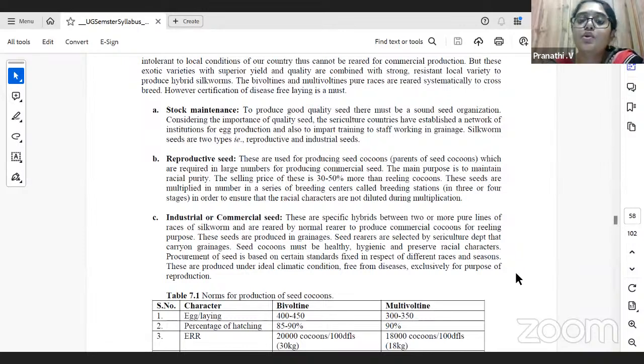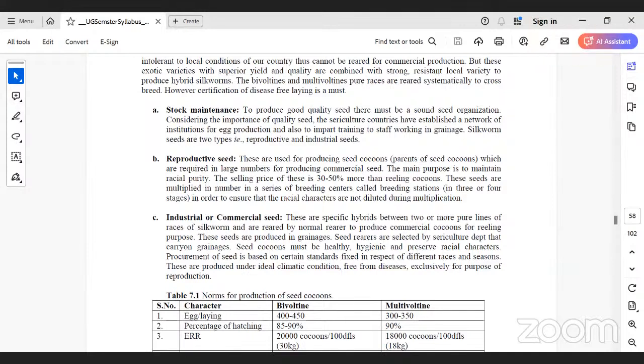So to produce good quality stock, there should be a good sound seed organization wherein we have to consider the importance of seed quality and also impart training, so that we have a network of institutions that produce the egg and also impart training to the staff working in the grainage. Silkworm seeds are of two types, like I told you, the reproductive and industrial seeds.